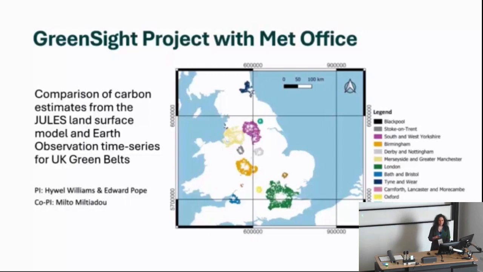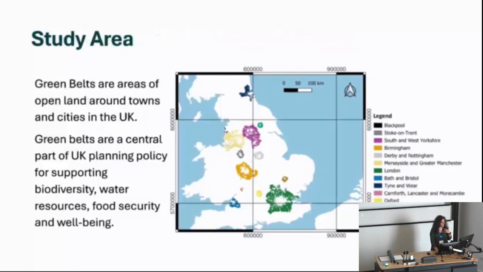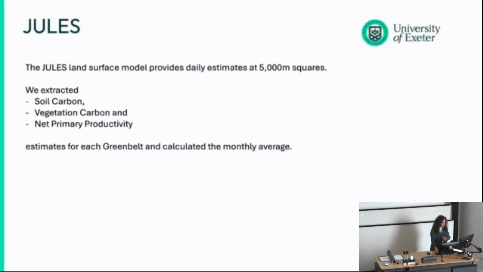And the main focus of the presentation is the GreenSeed project that we work on with ML4EO. We heard yesterday about the forest part of the project. Here we're talking about a comparison of JULES estimates with time series of Earth observation data. The second area is green belts, which are areas around cities in the UK, and they're very important for policymaking because they help us support biodiversity and well-being, among other things.